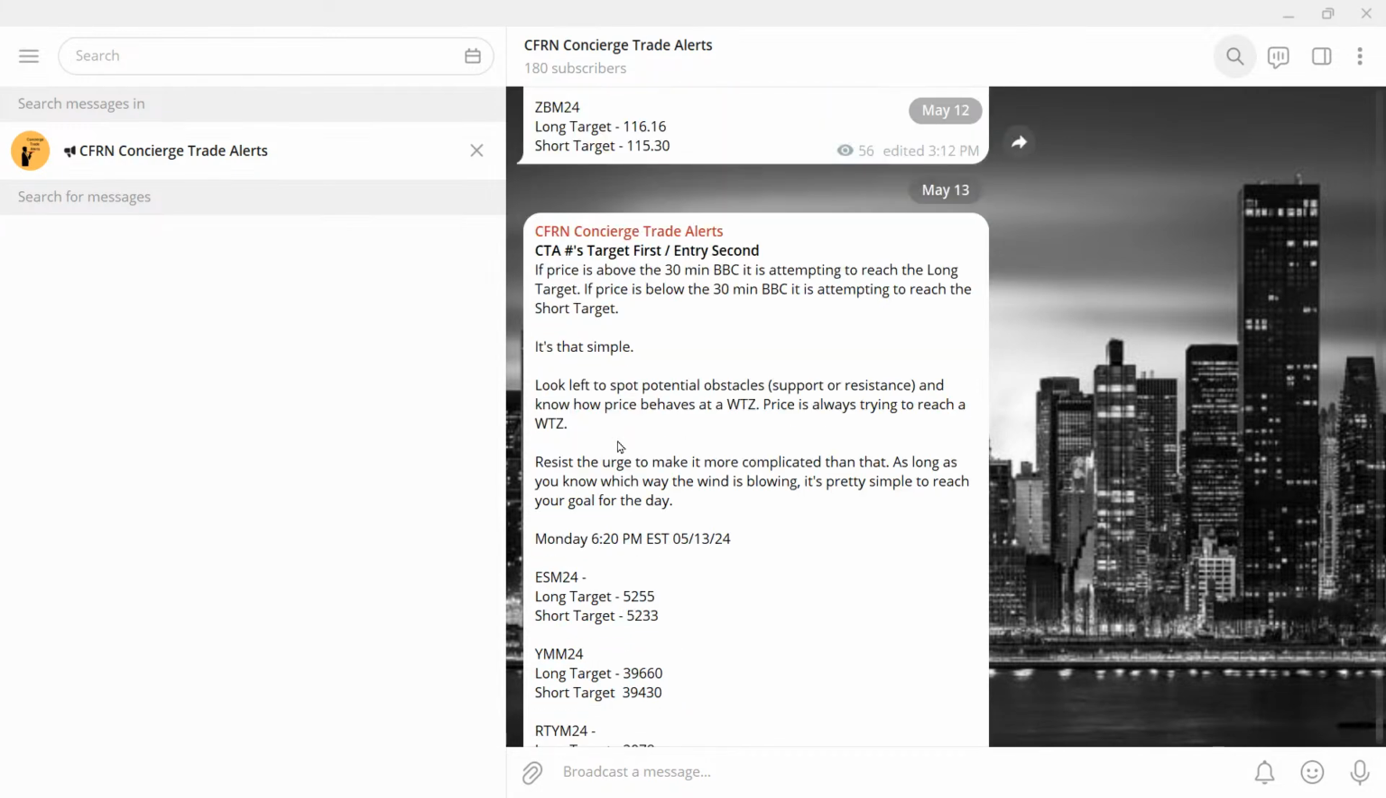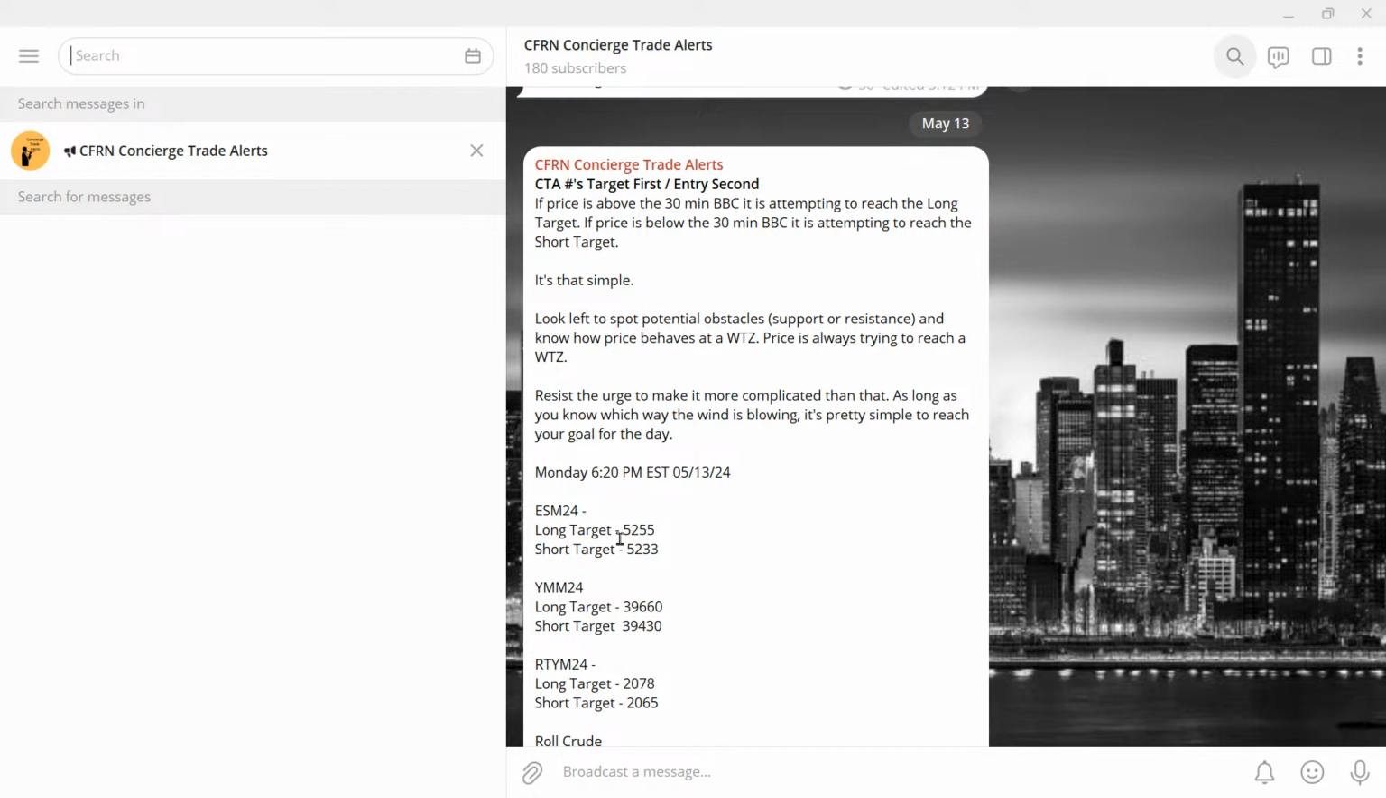Okay. Now, first thing you do when the report comes out, go to the 30-minute chart of the markets you trade and make note on the chart where price is at the time the report comes out. Then draw a line in the sand at the long target, a line in the sand at the short target. Those will serve as great visual cues to help you stay on the right side of the street. If price gets above the 30-minute BBC, it's attempting to reach the long target. If price gets below the 30-minute BBC, it's attempting to reach the short target.